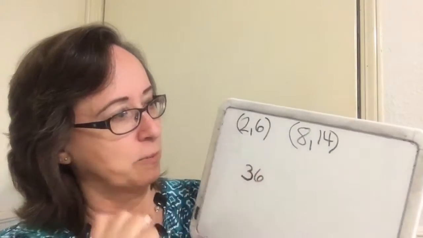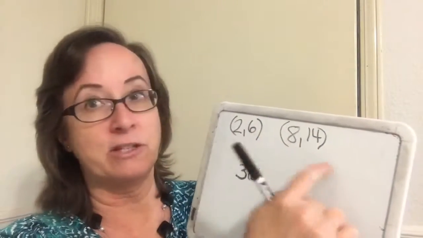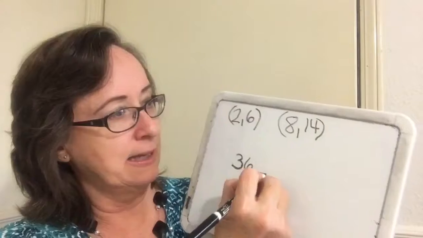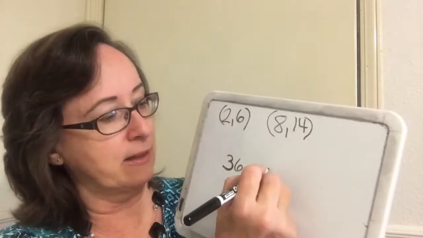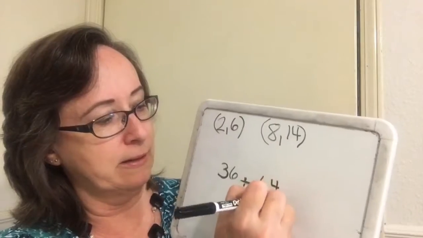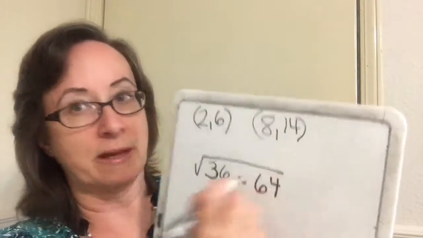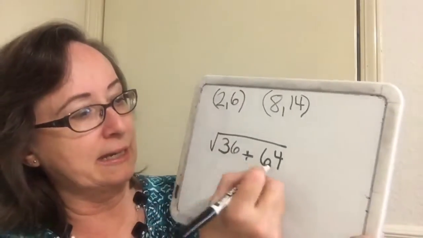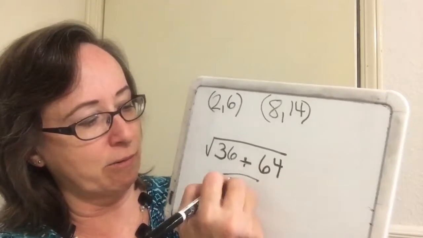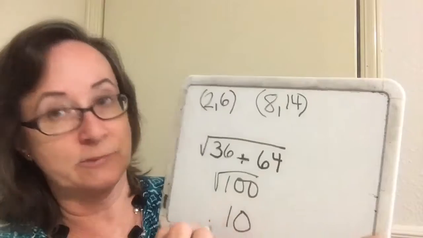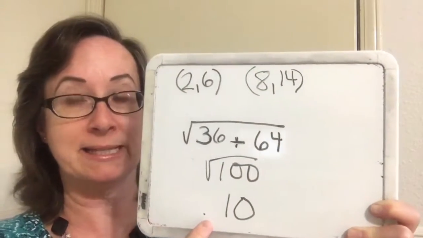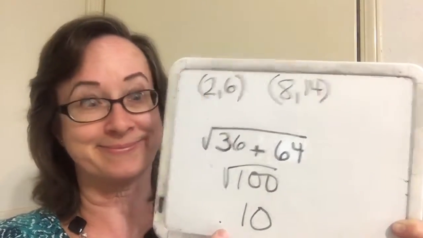I'm about needing a new marker. The difference in the 2 y's is 8, and 8 squared is 64. And I take the square root of the whole thing, and I end up with 100. The square root of 100 is 10. So the distance between the 2 points is 10 units.